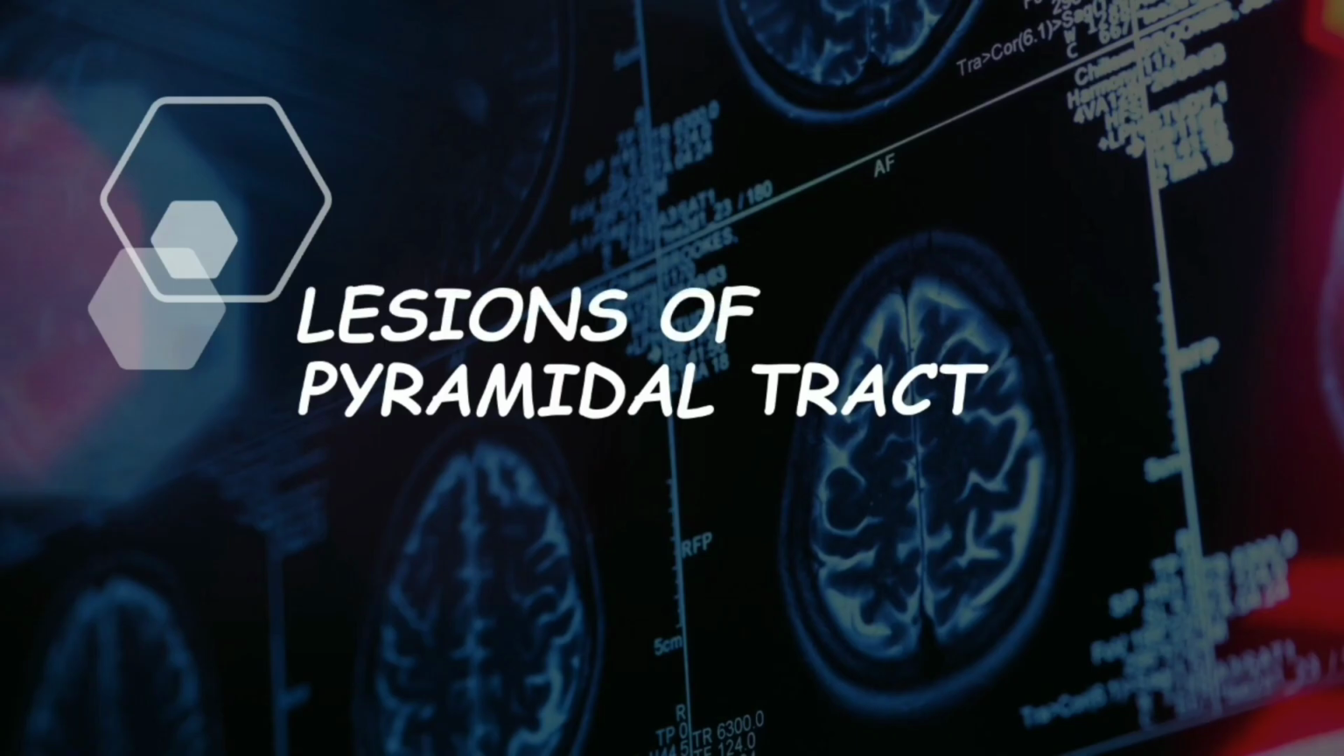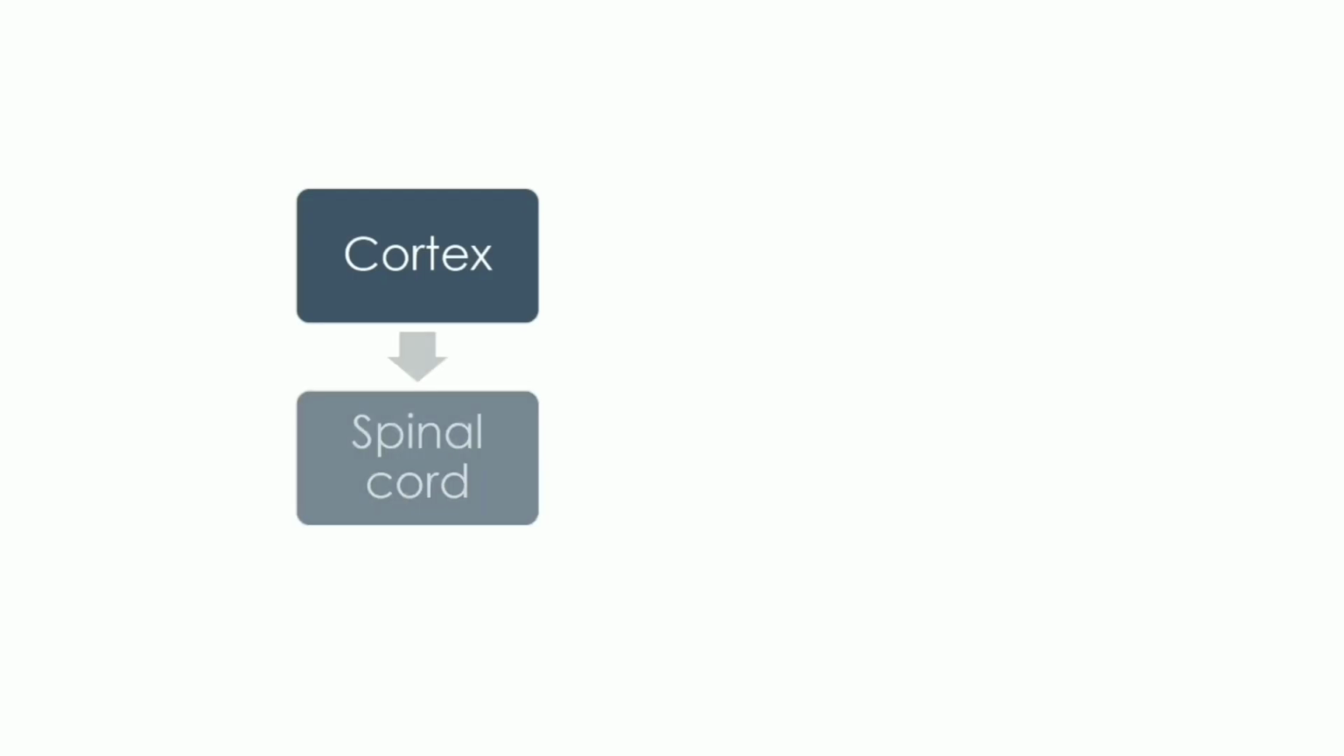Lesions of the pyramidal tract. Lesion എവിടെയൊക്കെ വരാൻ ചാൻസ് ഉണ്ട്? അതിൻ്റെ ഒറിജിൻ തൊട്ട് ടെർമിനേഷൻ വരെ എവിടെ വേണമെങ്കിലും ലീഷൻ വരാം അല്ലേ? ഇപ്പോൾ കോർട്ടക്സ് തൊട്ട് സ്പൈനൽ കോഡ് വരെ എവിടെ വേണമെങ്കിലും ലീഷൻ വരാം.